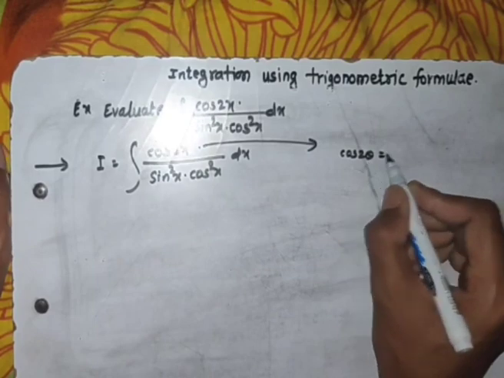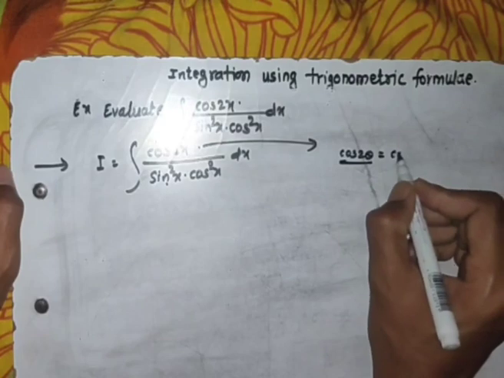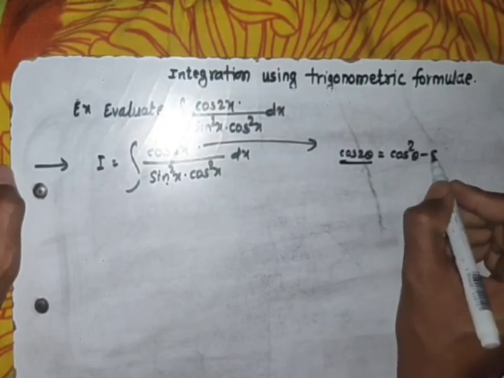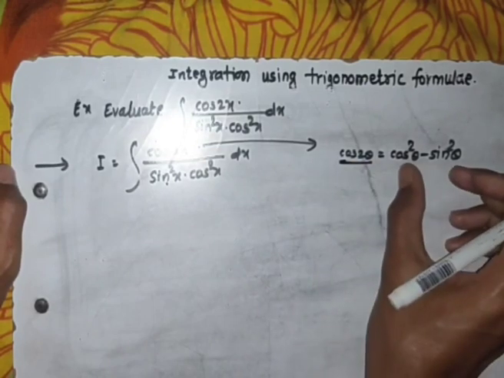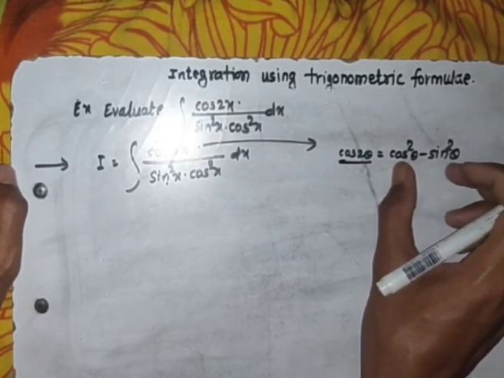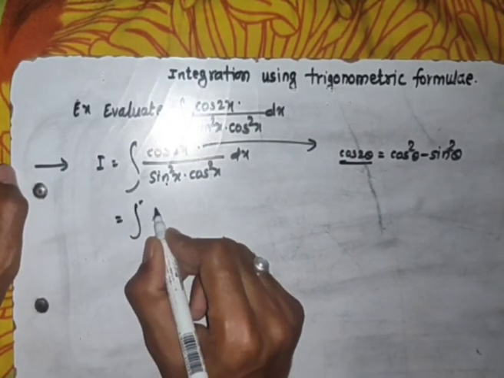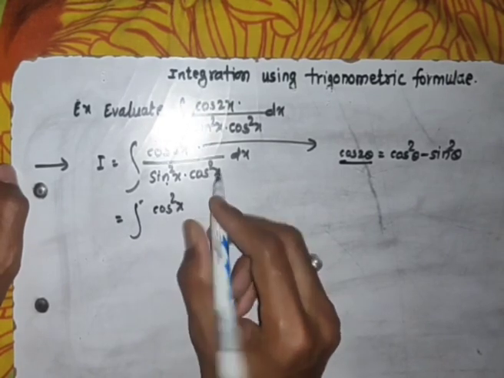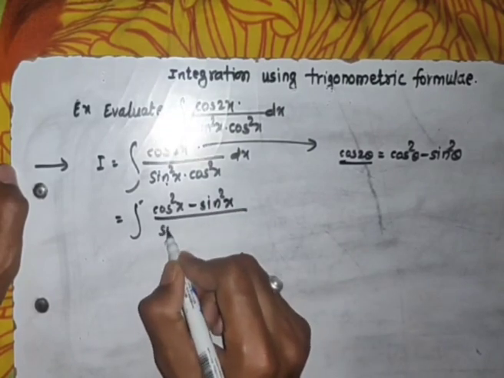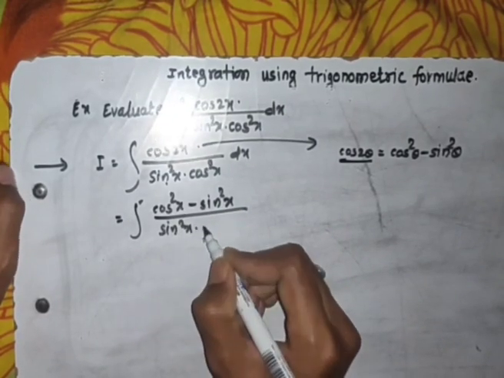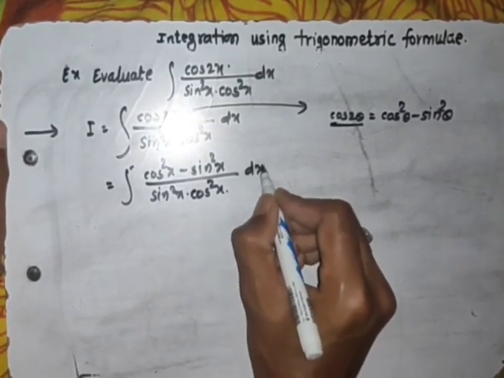What is cos of 2 theta? The formula for double angle of cos in terms of sine and cos is cos square theta minus sine square theta. There are 4 forms of cos 2 theta. From that we have to use only the formula in terms of sine square and cos square. Using that formula, I can write this as cos square x minus sine square x divided by sine square x into cos square x, and with respect to x we have to integrate.